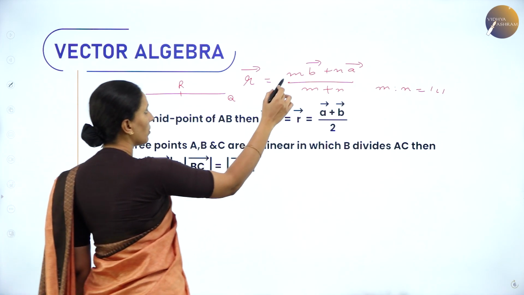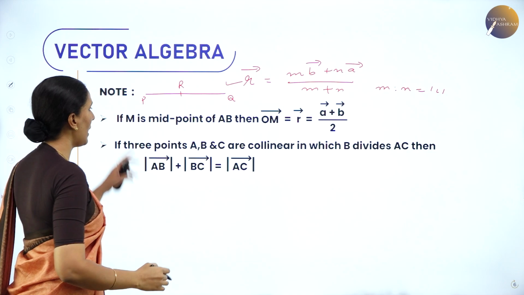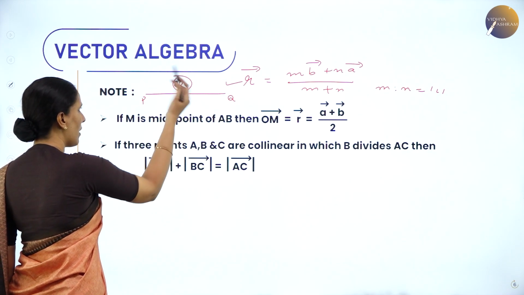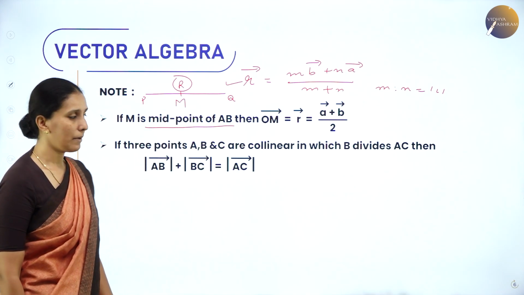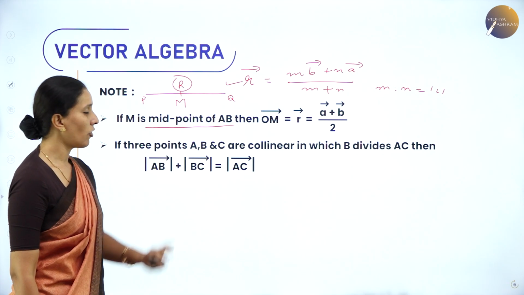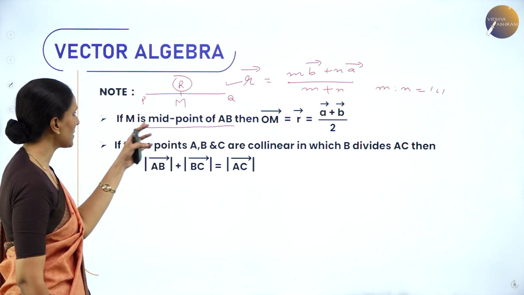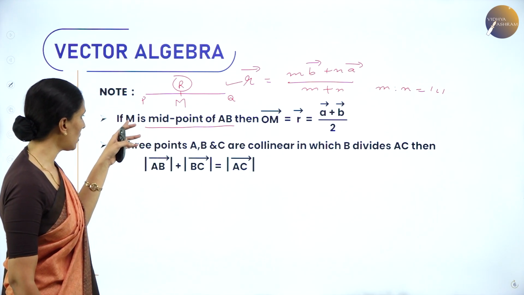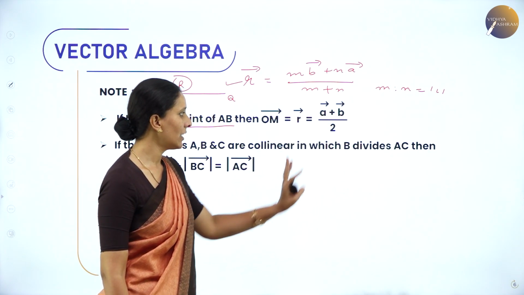So if you substitute the value of m and n as 1 in the given formula, we get the midpoint formula. So here R is the midpoint of line PQ. Similarly, we can consider any line AB where M is the midpoint of AB. Then OM, that is the position vector of point M, is given by A plus B divided by 2.